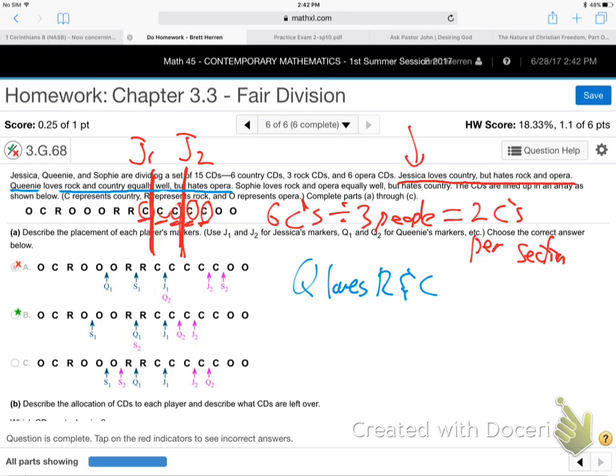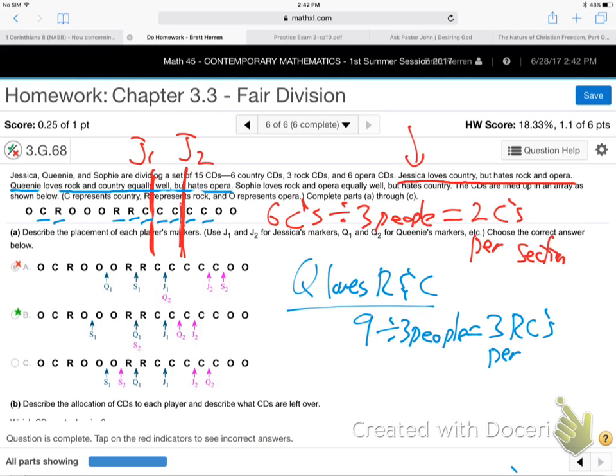Let's go circle them. How many rock and countries are there? Country, rock, country. What is that? 1, 2, 3, 4, 5, 6, 7, 8, 9? Wait, did I get that right? Yeah, 9 rock and countries, right? So divide by 3 people. 3 RCs per section, right? So Queenie will put her marks so that each section has 3 rock or country.